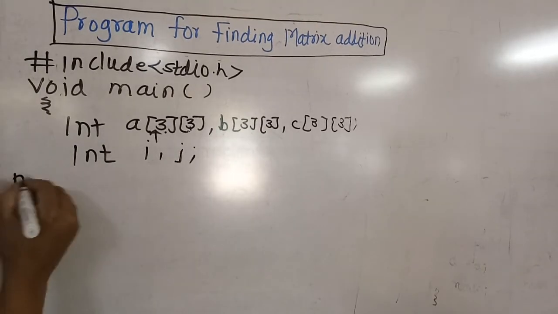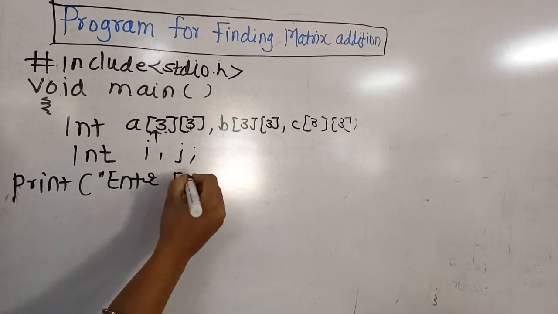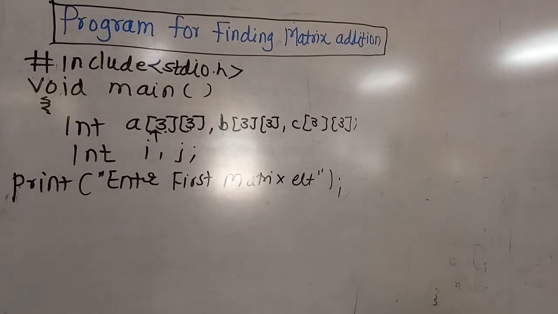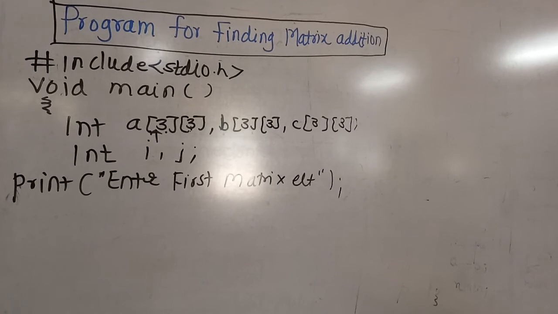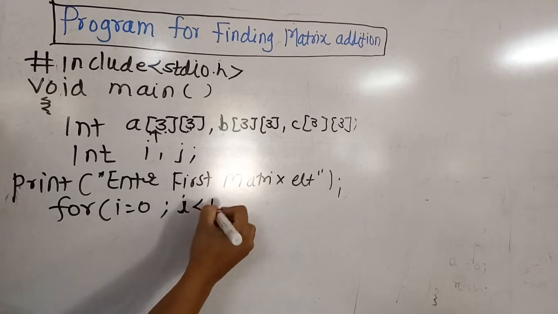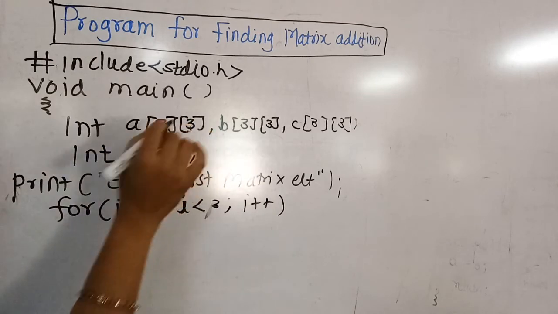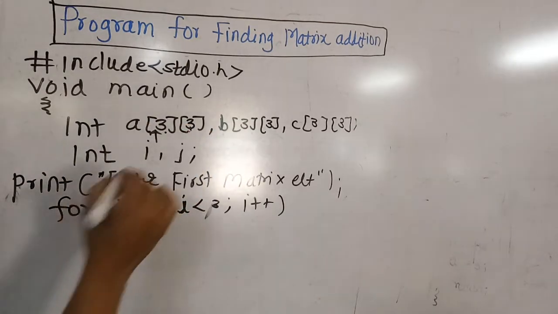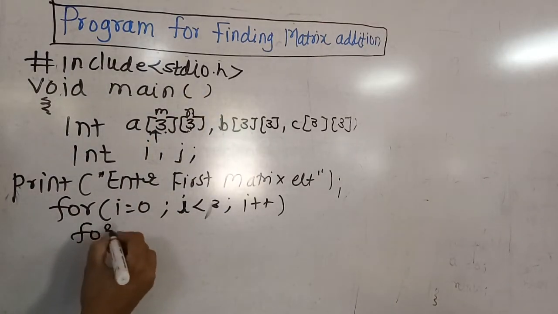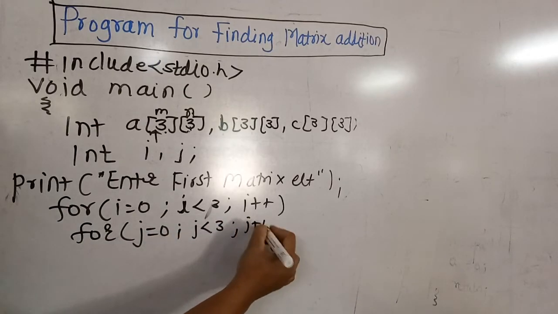We will give one message like printf enter first matrix element. Now we will write I for rows, so I equals 0, I less than 3, I plus plus. I am taking here 3 by 3. You can specify any number of rows and columns of your own, like you will write here m and n. M will be of user choice and n will be of user choice. For the columns, we will write j equals 0, j less than 3, j plus plus.